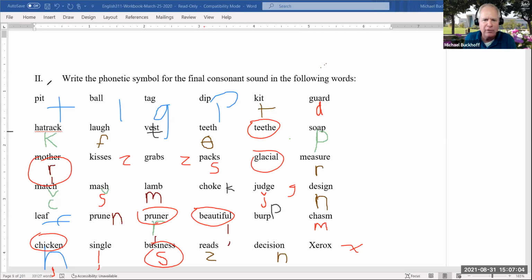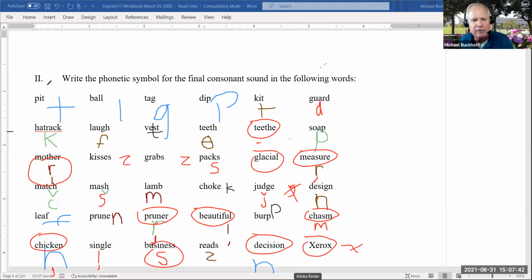We got judge, perfect. We have with a J hat check, right? We have not the G there, but with a J, judge, burp, good. Decision, we need the syllabic in there. How do we express that? Guard, perfect. Soap, measure. Somebody fix this one. You're almost there. It's the not r. Yeah, good. Thank you. We got it. Design, perfect. Chasm. And then notice Xerox. What does that sound?